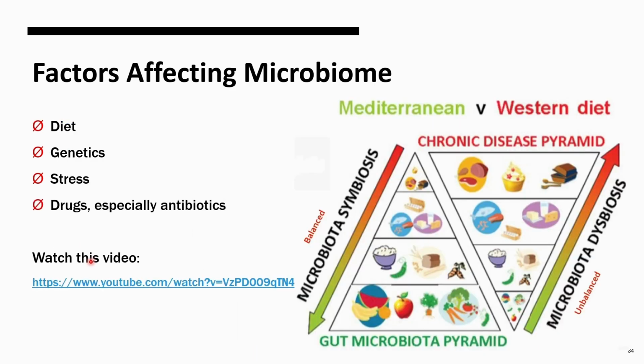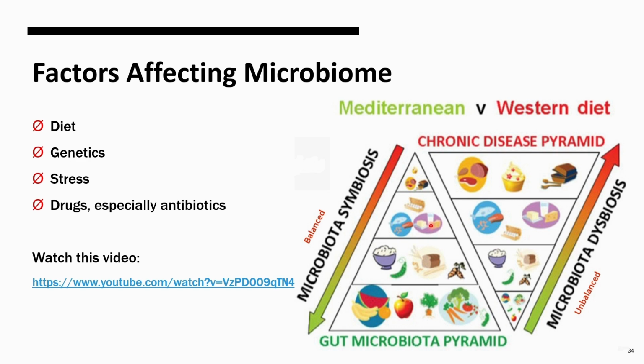So what is meant by a balanced microbiome? What are the factors that affect the balanced microbiome? The first factor is diet. It is shown that the Mediterranean diet provides a good microbiome, basically for the gut microbiota. The Mediterranean diet includes many vegetables, many fruits, many grains, dairy, meat products, and fish and others.